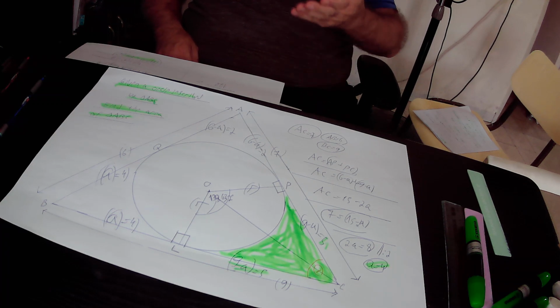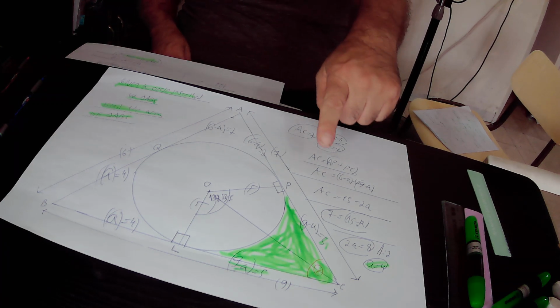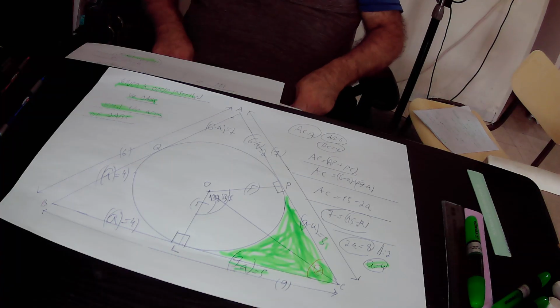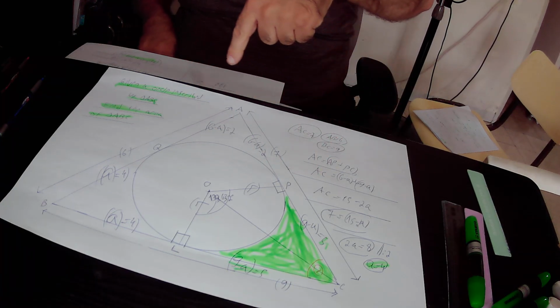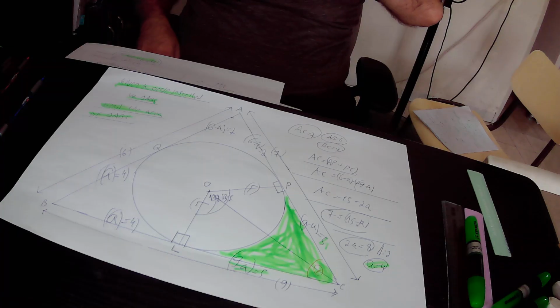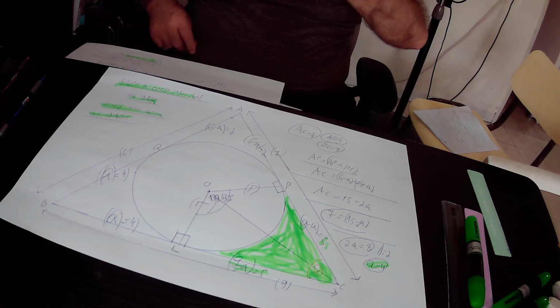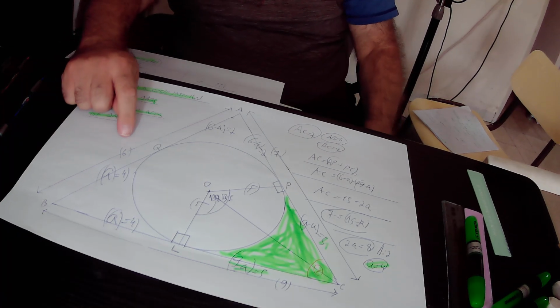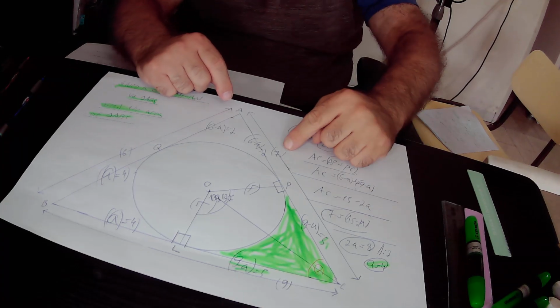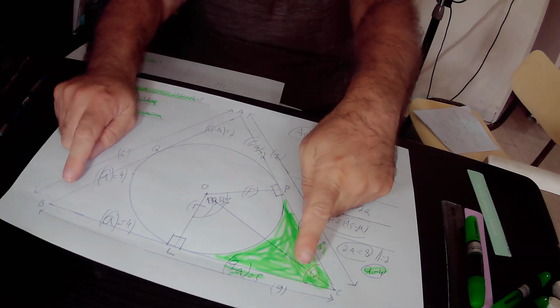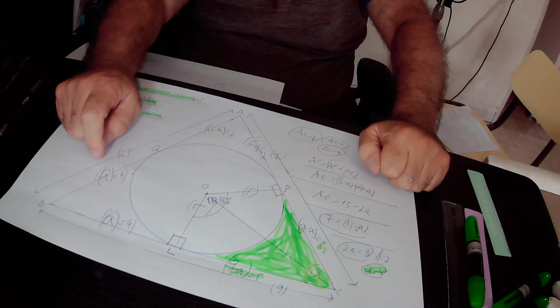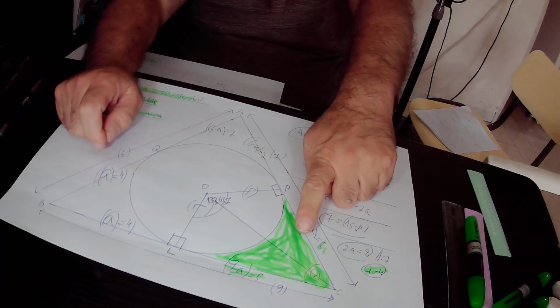Our task in the first question is to find the area of this ring shape. In the drawing, we have a circle that is described by triangle ABC. We know that side AB of triangle ABC equals 6 units, side AC equals 7 units, side BC equals 9 units. Again, our task is to find the area of this ring shape.